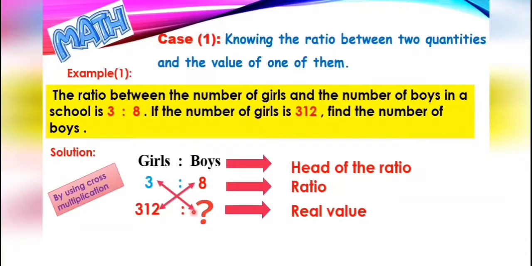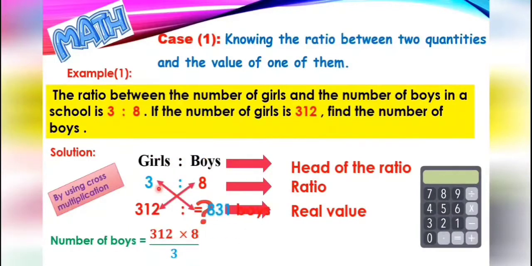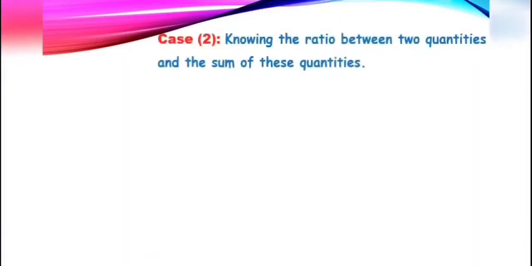3 has no number in the opposite side. So I will multiply the two opposite numbers, 312 multiplied by 8 and divided by 3. To find the number of boys, multiply the two opposite numbers, 312 multiplied by 8, and divide the answer by 3. By using a calculator, you will find the answer is 831 boys.